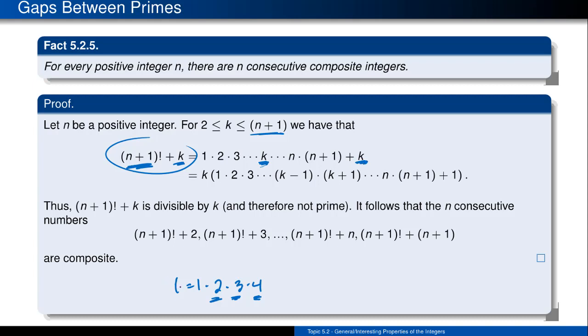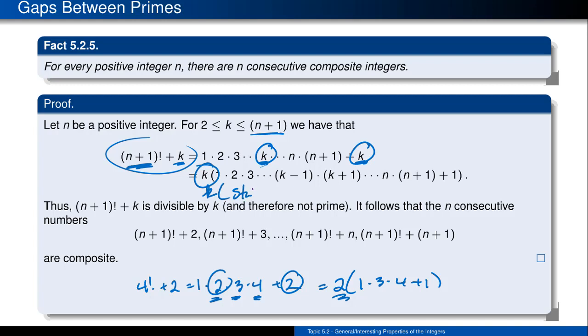It's the exact same as if I look at 4 factorial plus a 2. I know that there's a 2 over here, there's a 2 over there, and I can actually factor that 2 out, giving me some expression like this, which says that that thing is divisible by 2, or in general, divisible by k. So I'm factoring this little k out, which is exactly what's occurring there. Now it's k multiplied by some stuff, and I know that that thing is going to be divisible by k.